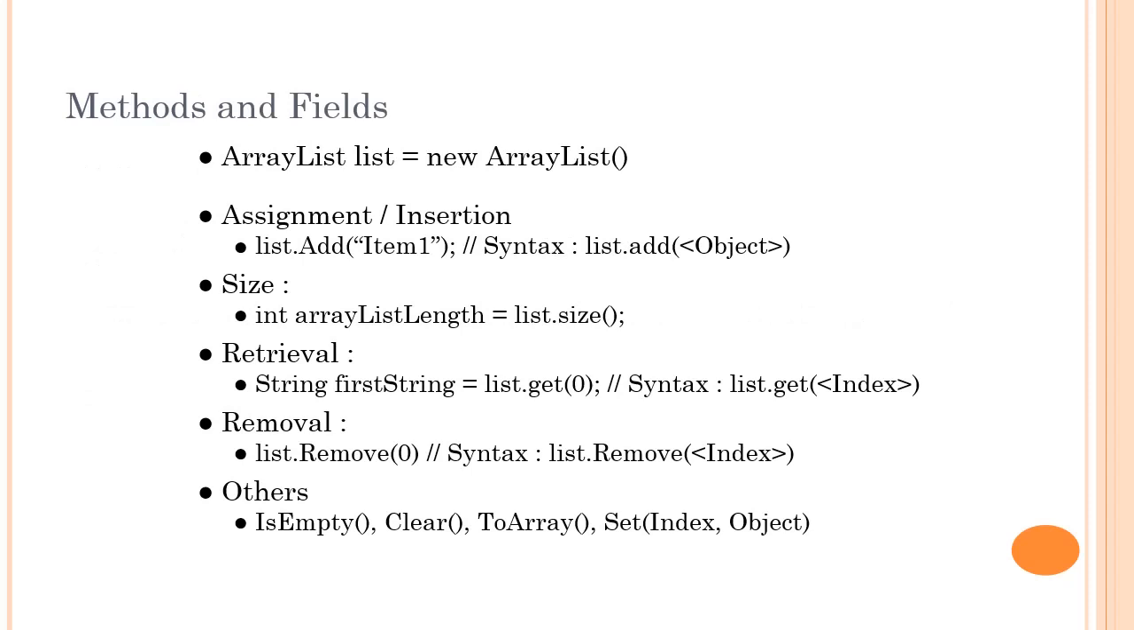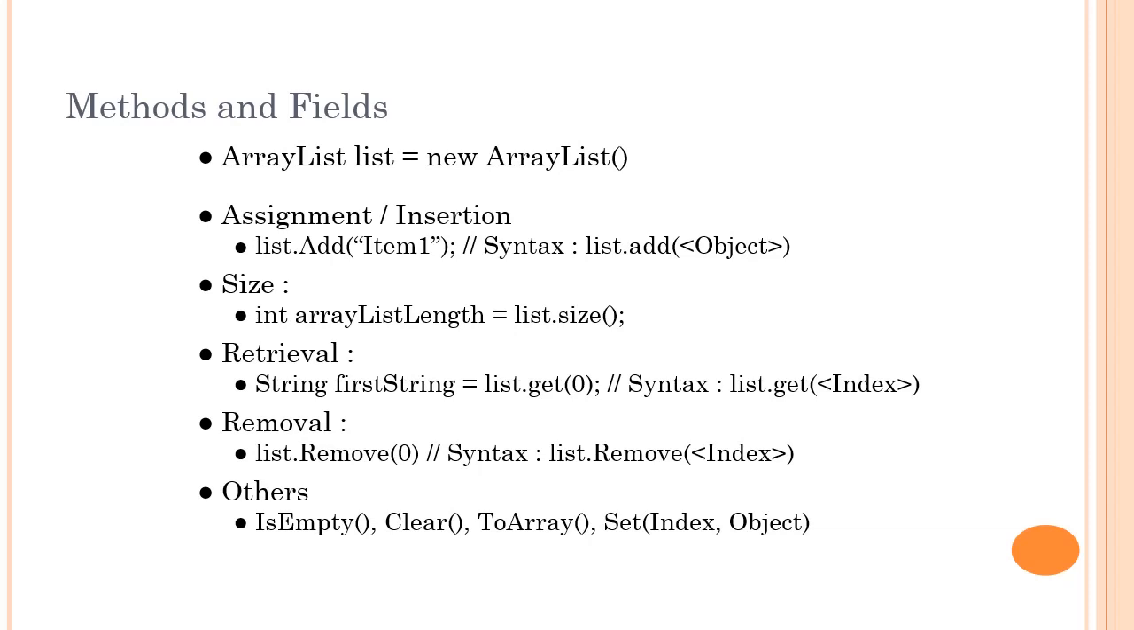In order to create an array list, you should create a variable of type ArrayList and then call the constructor. The constructor can either take no arguments or it can take the size of the array list, which is just the initial size.